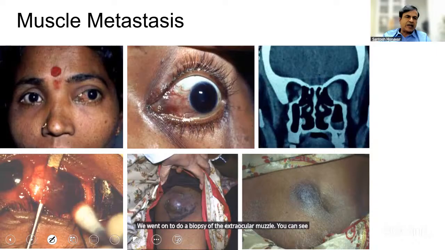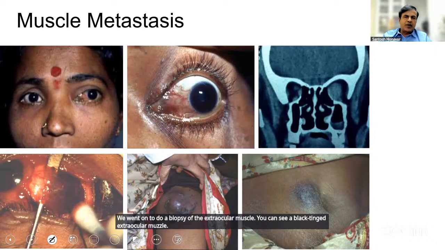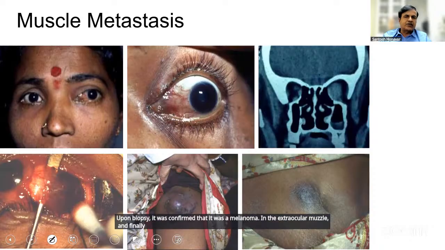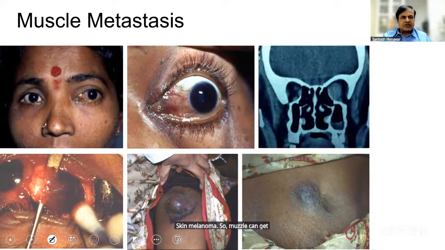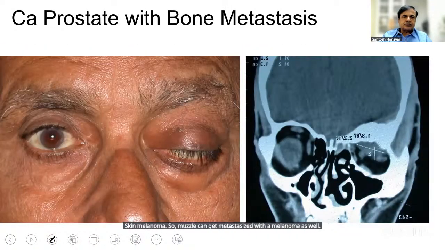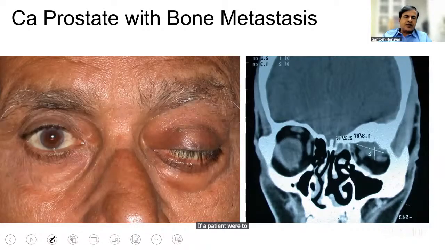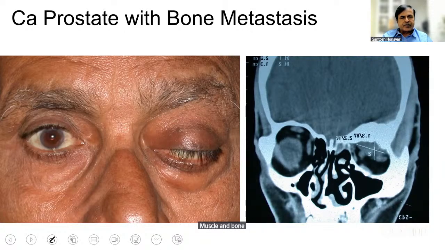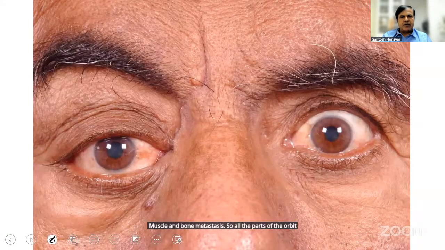You can see a black tinged extraocular muscle. Upon biopsy, it was confirmed that it was a melanoma in the extraocular muscle. And finally, the patient underwent a systemic evaluation, and we discovered that she also had skin melanoma. So, muscle can get metastasized with a melanoma as well. If a patient were to have a bone metastasis, then prostate is one of the reasons. Prostate metastasis goes to the bone. So we have now seen lacrimal gland, orbital soft tissue, muscle, and bone metastasis. So all the parts of the orbit can get metastasized.